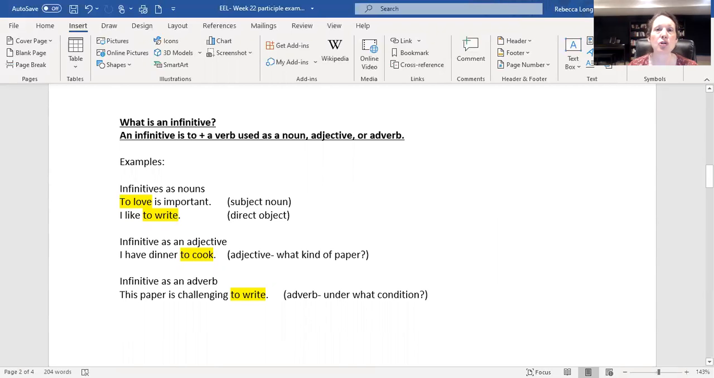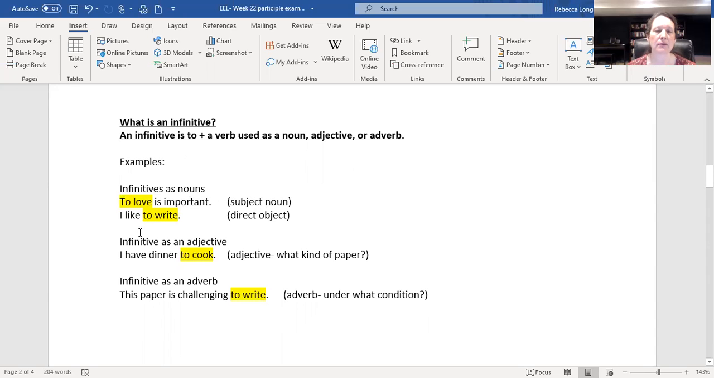Remember, an infinitive is to plus a verb, and it can be used as a noun, an adjective, or an adverb. So let's take a look at these sentences. To love is important. What's important? To love. Here, to love, the infinitive, is being used as a subject noun. Remember, an infinitive is to plus a verb used as a noun, adjective, or adverb.